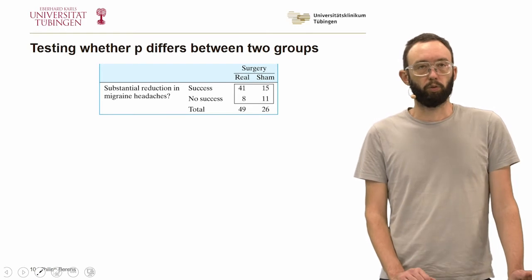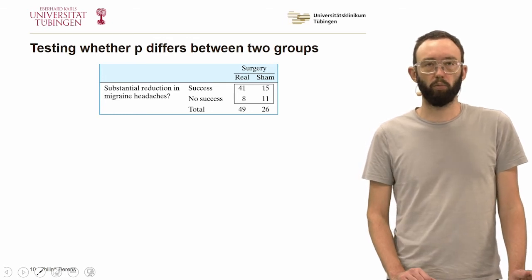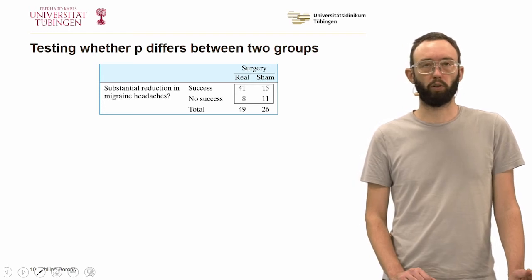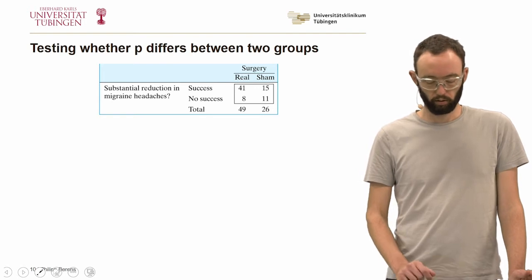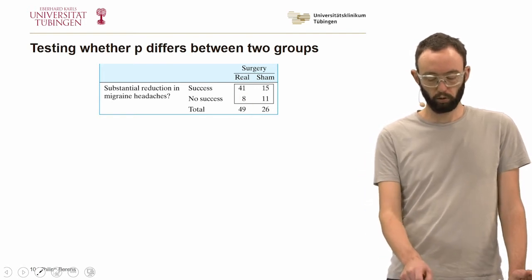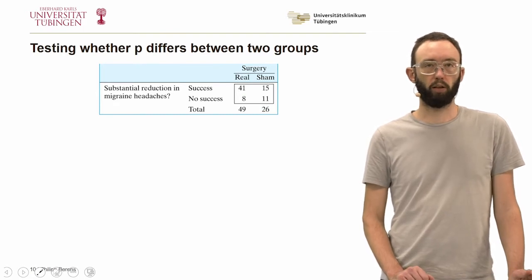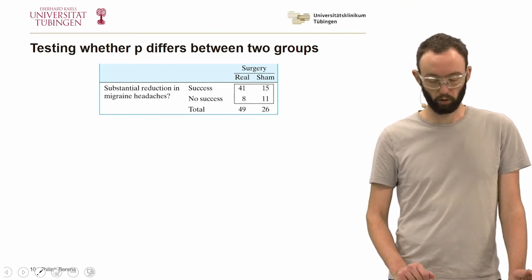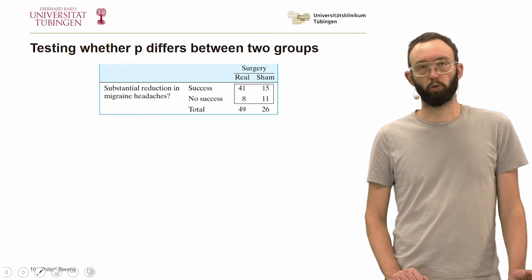Here is an example from the book about a reduction in migraine headaches. A team of doctors suggested a surgery to reduce the severity of the headache. And in a study, they did a total of 49 real surgeries and 26 sham surgeries. The question was, in the end, was there a substantial reduction in migraine headaches? So the sham surgery group takes the role of a control group here.